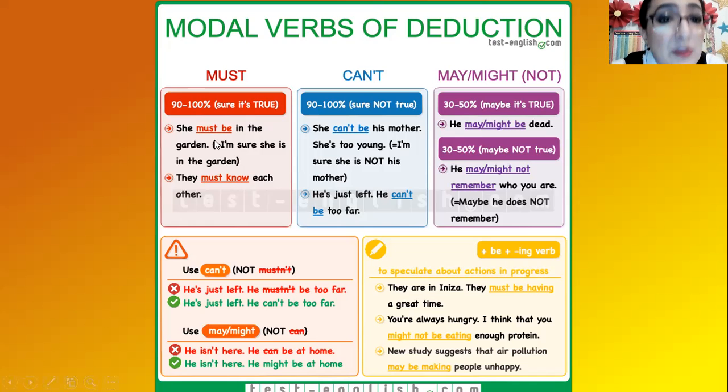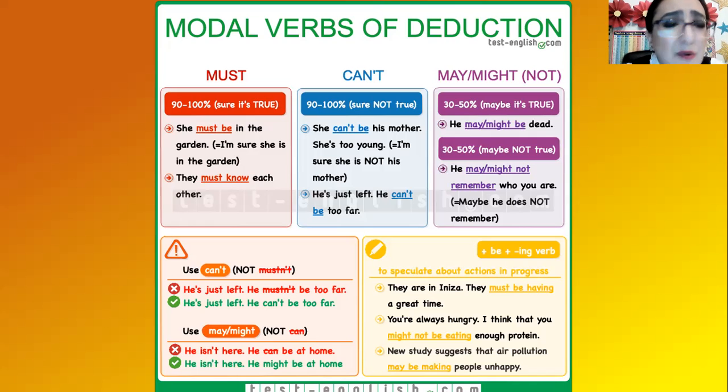Must, 90 o 100% de que estás seguro de que algo es verdad. El can't, como verbo modal, es un 90-100% seguro de que tú sabes que no es verdad. Estás súper seguro de que no es verdad. El must es muy seguro de que sí es verdad. Can't, de que no es verdad. May or might not. Estás 30-50%, estás más o menos seguro que sí puede ser verdad, o 50% seguro de que a lo mejor no es verdad. That is how we are going to be using this one. Así es como los vamos a estar usando.